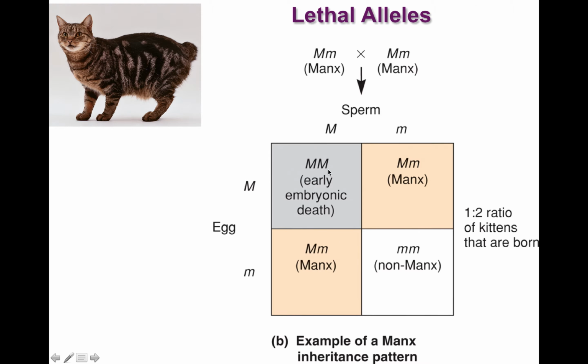However, if you inherit 2 of the dominant Manx alleles, you end up dying as an early embryo. So kittens are born with the Manx phenotype in a 2 to 1 ratio because these kittens are never born. So you'll end up with 2 Manx cats for every non-Manx cat in a cross between 2 Manx cats.